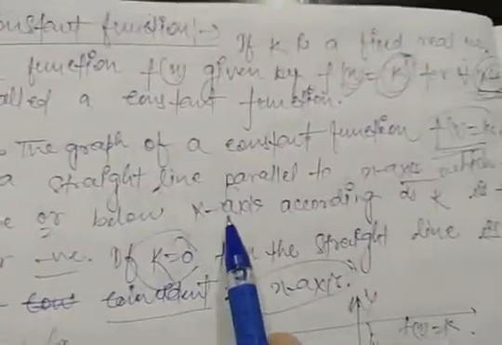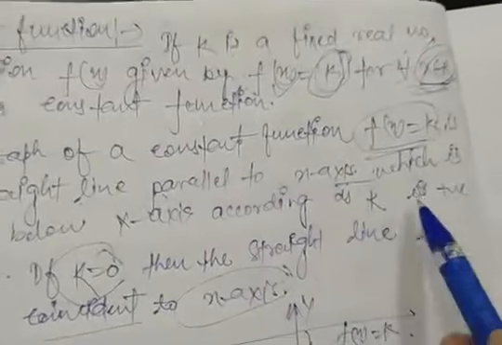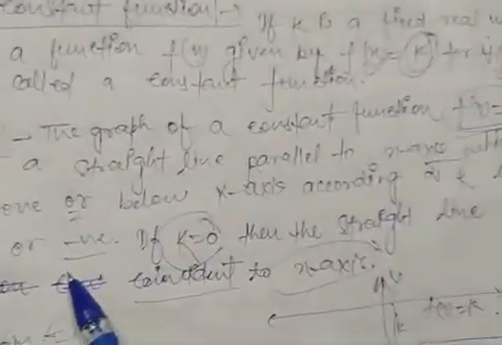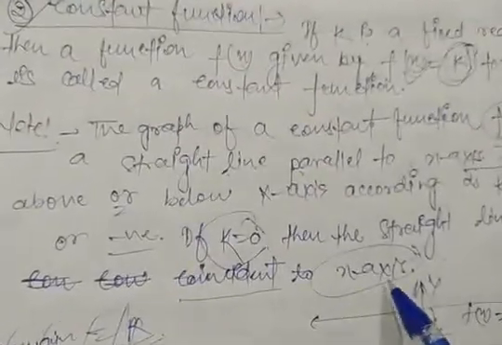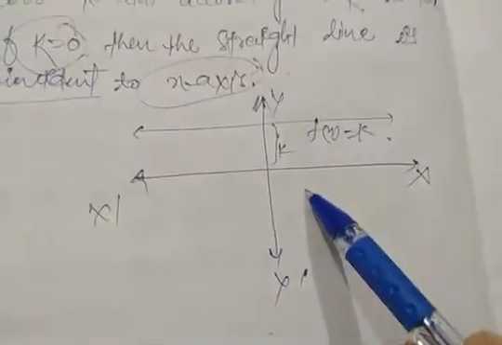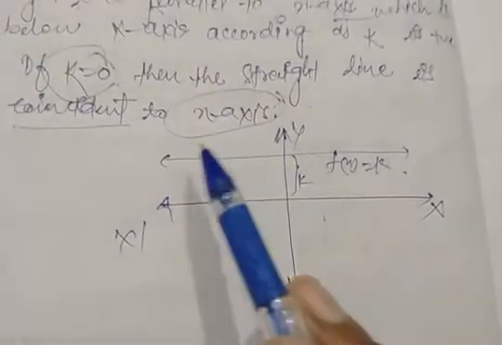which is above or below the x axis according as k is positive or negative. If k is equal to 0, then the straight line coincides with the x axis. Okay, let's see. And the graph of the constant function is also a straight line which is above or below the x axis according to k is positive or negative. Let's see once more time.